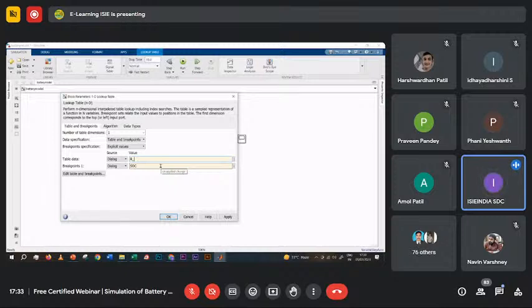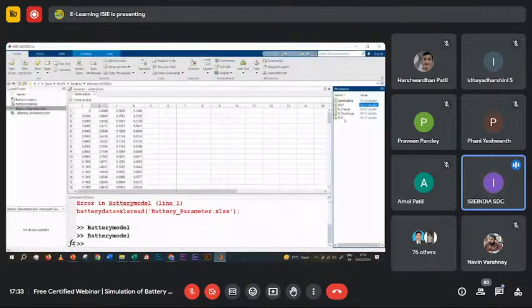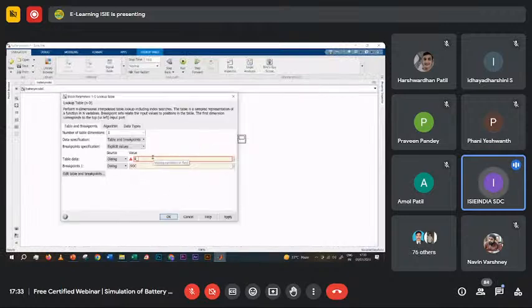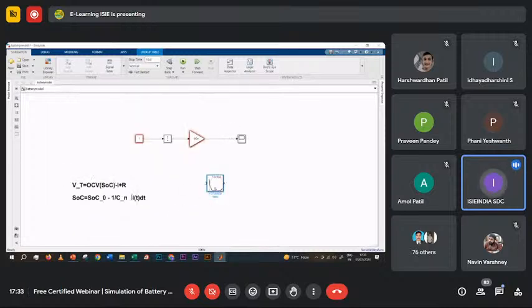The name which I have given here, the same name should be given here also. Otherwise, MATLAB will not fetch the value from the workspace. Now I will click apply. Once I apply, you can see the graph has changed. We'll observe what the reason for the change is.